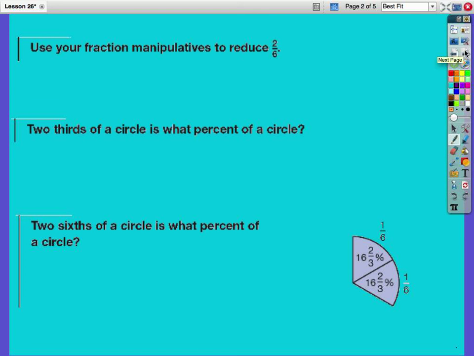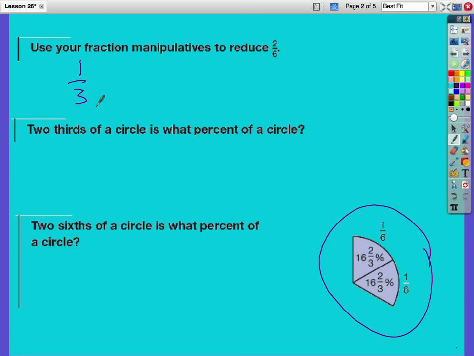I'm guessing most of you don't have them with you since you're at home. You're not carrying them around with you. Okay. Well, if you did, and I have 2/6 put together down here at the bottom, what you'd be able to do is start stacking pieces on top and see which one matches up exactly with that. If you did that, you would see that the 1/3 piece is the same as 2/6.